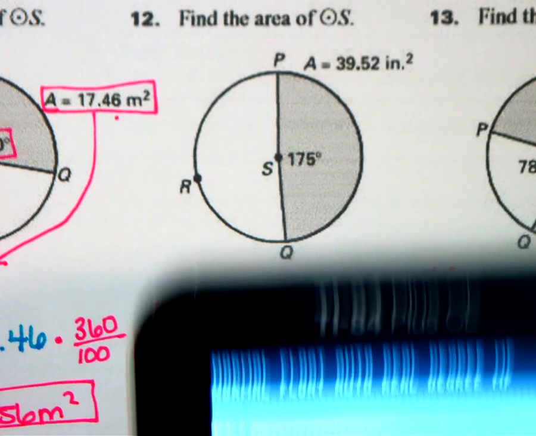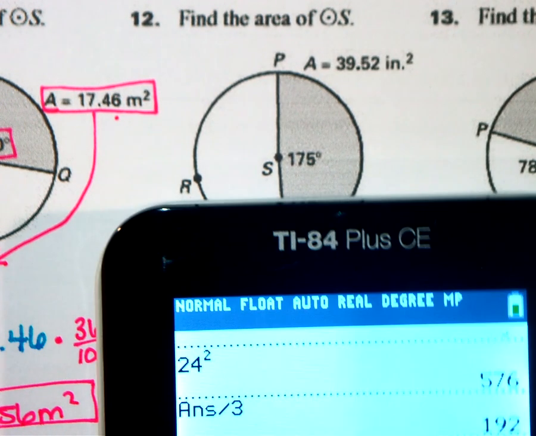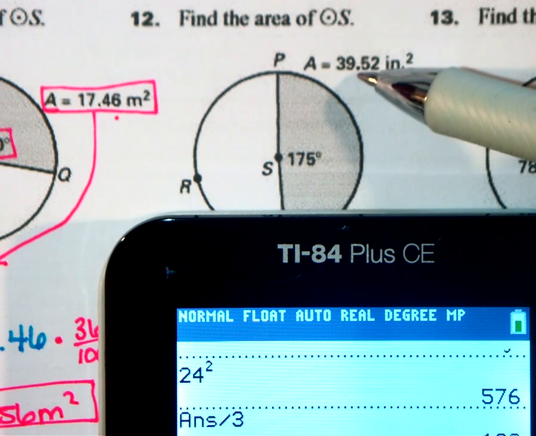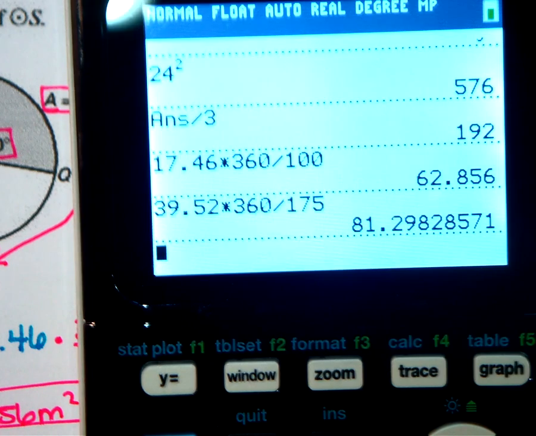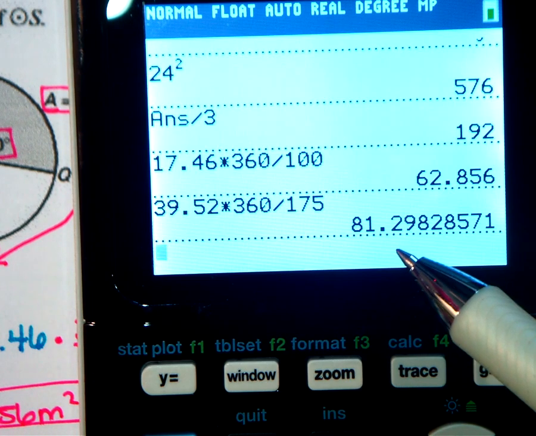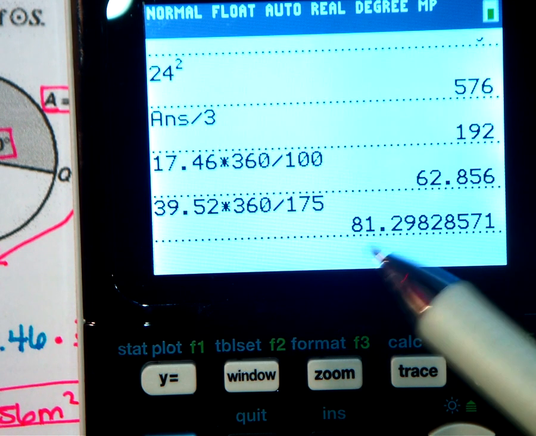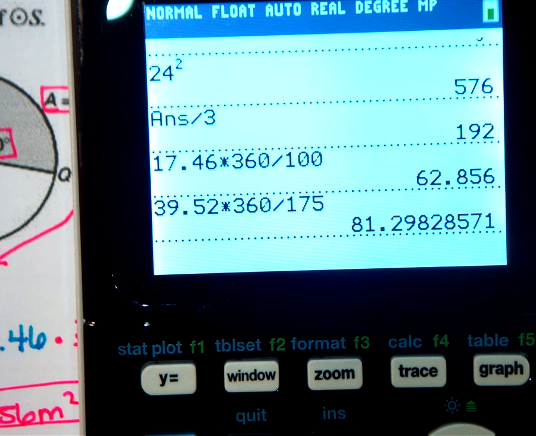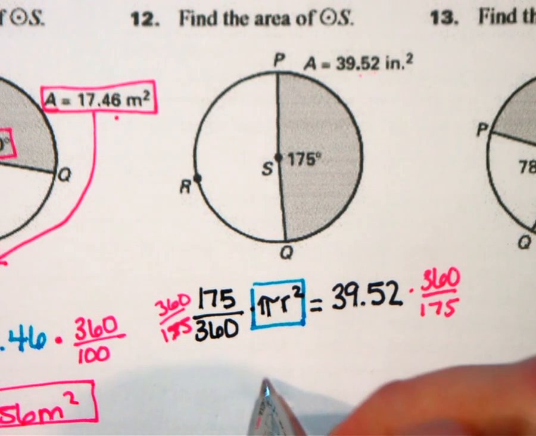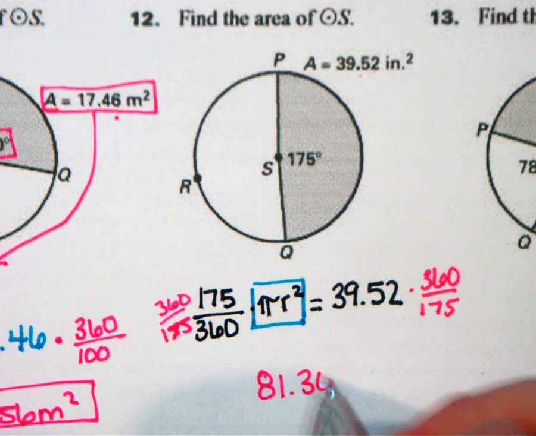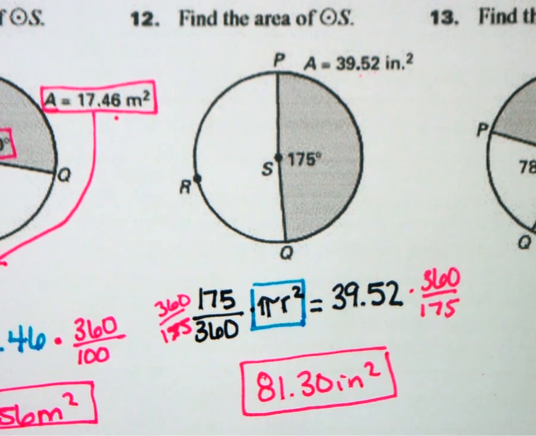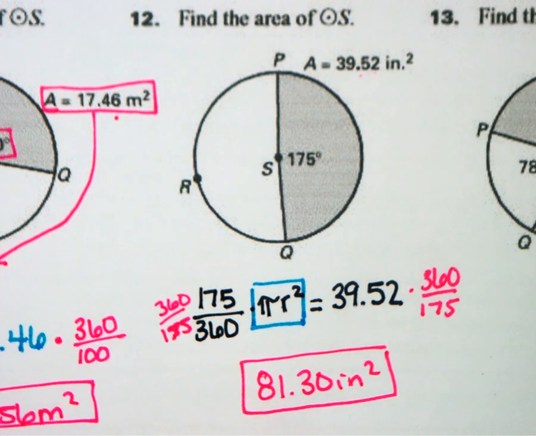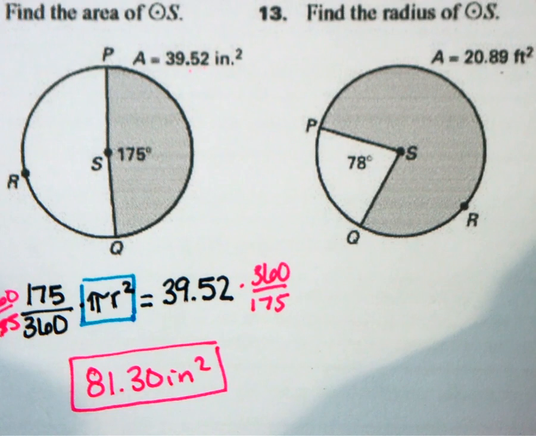And it's 81.2982. It doesn't say how many decimal places to go to. Well, if you're given an answer to 2 decimal places, then you should give your answer back to 2 decimal places. So we'll go to 2 decimal places, which would make this round up to 81.30. That would be our answer for the area of the circle, inches squared. Just a rule of thumb: if they don't tell you how to round, however it's rounded in the problem, that's how you can give it back.